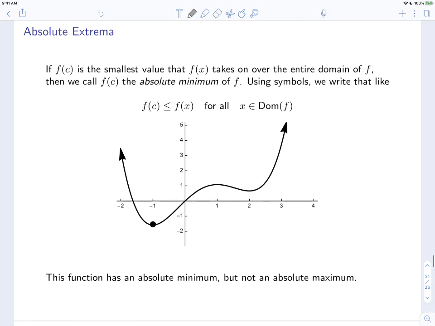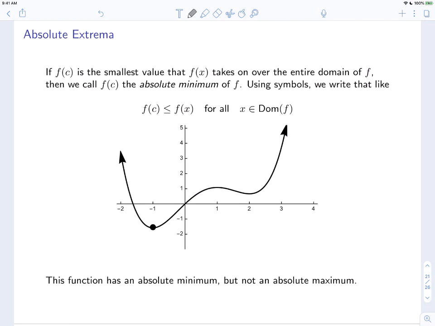I mentioned absolute minimum. What is an absolute minimum? That's the smallest value, the lowest place on the graph. So if f(c) is the smallest value that f(x) takes on over the entire domain, then it's the absolute minimum. So f(c) is less than or equal to f(x) for all x in the domain.